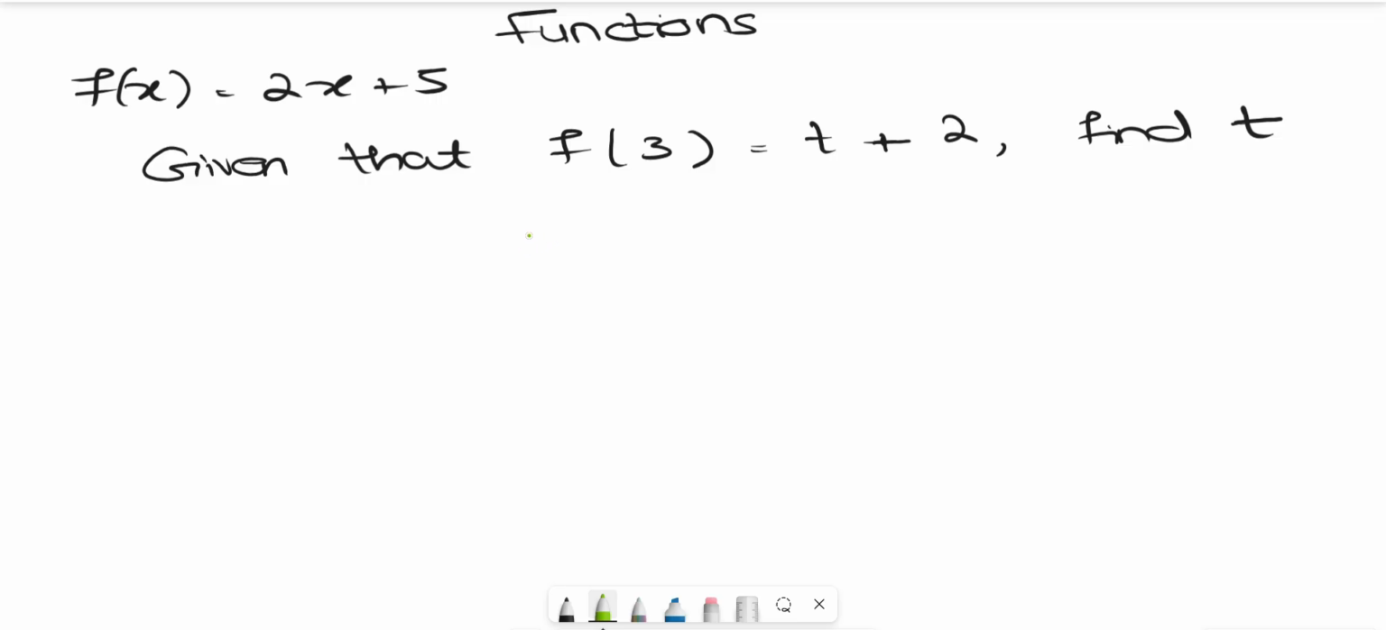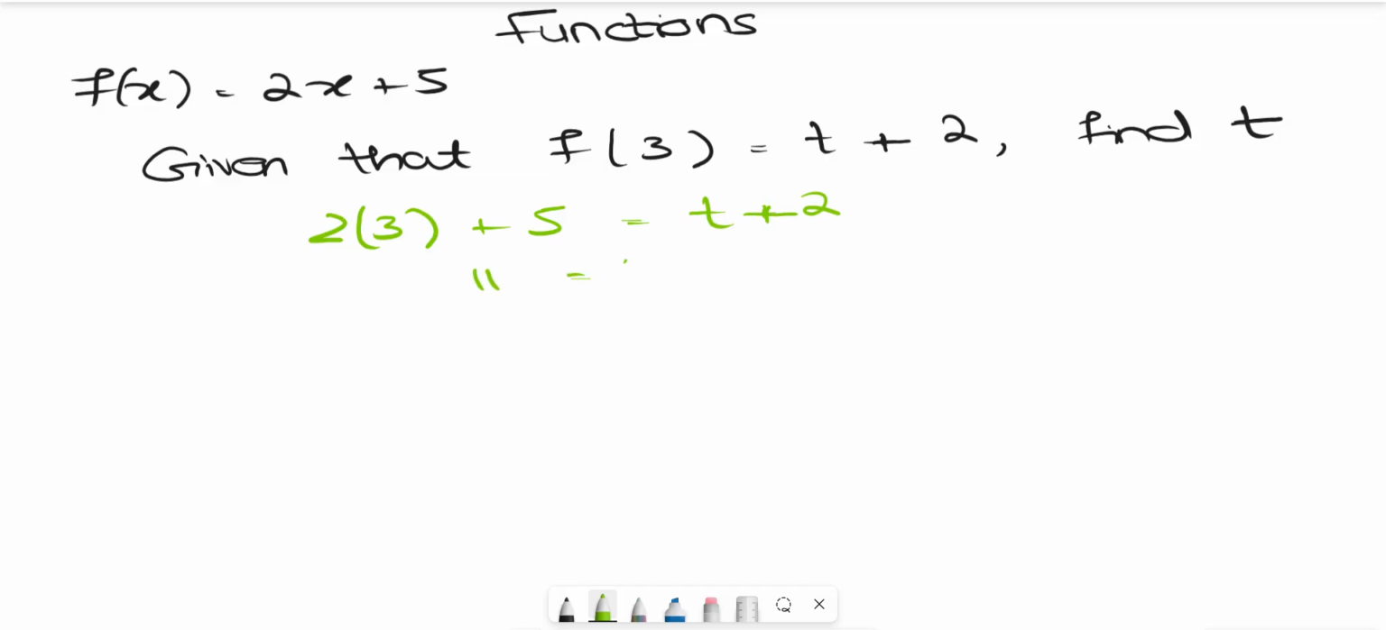So f of x equals 2x plus 5. Given that f of 3 equals t plus 2, find t. We know that f of 3 can also be written as 2 multiplied by 3 plus 5. This equals t plus 2, right? Why? Because f of 3, if we input the value of x, the domain of x in this equation, we get this. And this 2 into 3 plus 5 equals t plus 2.